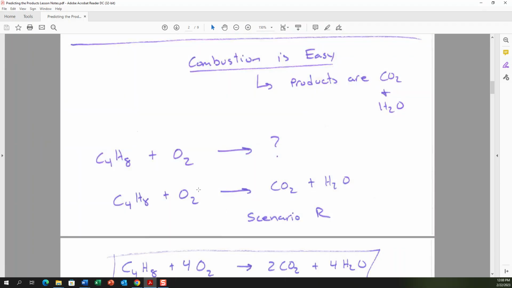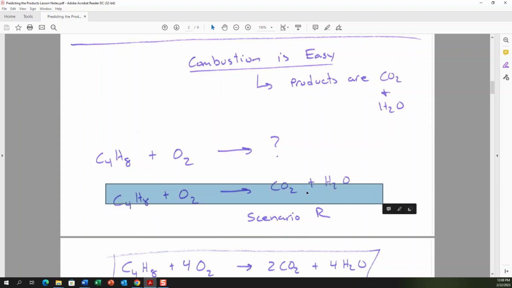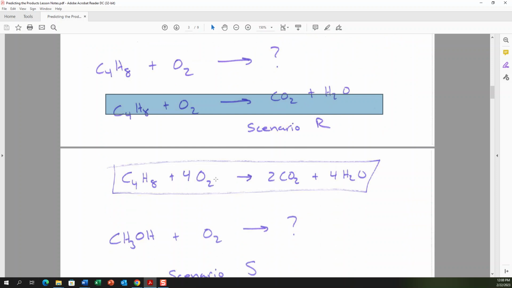And so that's our reaction. It's not balanced, but those are our products. I know I'm going to get CO2 and H2O. And then to balance it, we can follow our steps for balancing a combustion reaction. Okay, so there's our balanced equation.